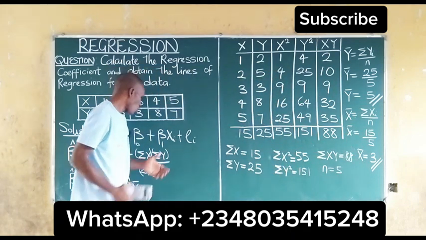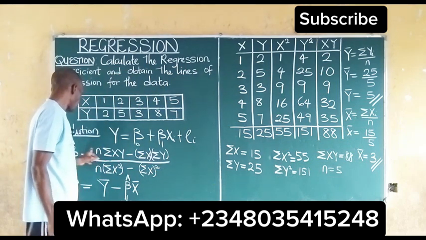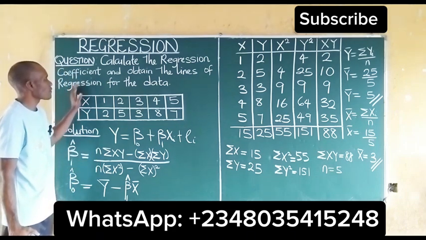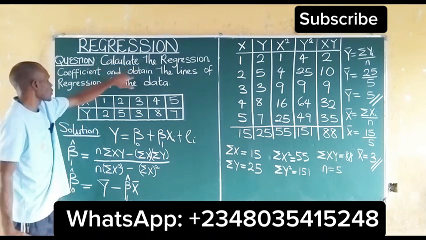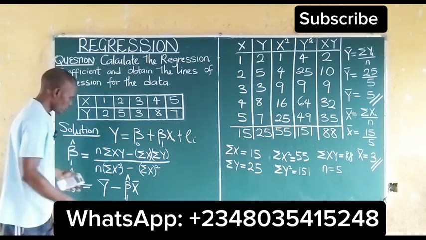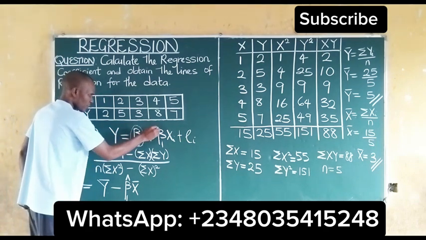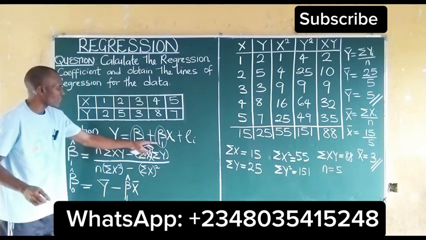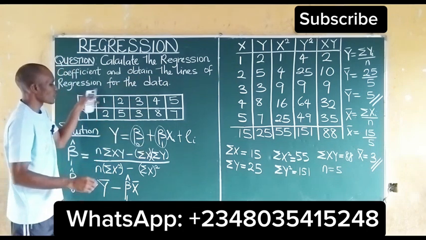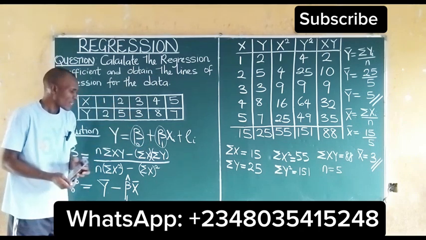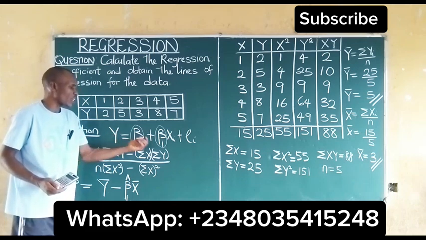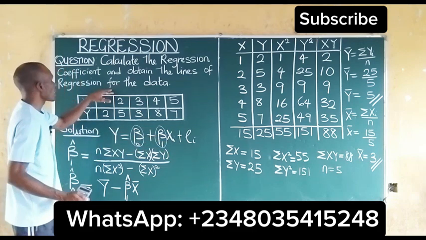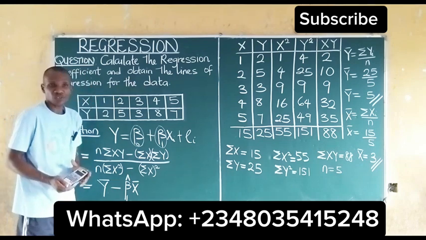The next thing to do is to compute B1, that means the estimate of B1. How do we compute it? Remember, we have to calculate the regression coefficients. Like I told you, this is the coefficient and this is the coefficient. These are the regression coefficients. So we have to calculate these and obtain the line of regression for the data. Once we plug in the values we got for B0 and B1, we simply obtain the regression line.